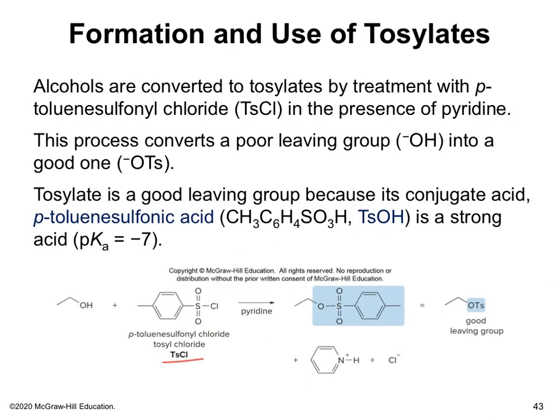So this is showing you tosyl chloride. It's a nice white solid that you can get in a bottle. You would just scoop some of that in there with some pyridine. Pyridine is a solvent that smells like fish. And that's how you can make your tosylate.